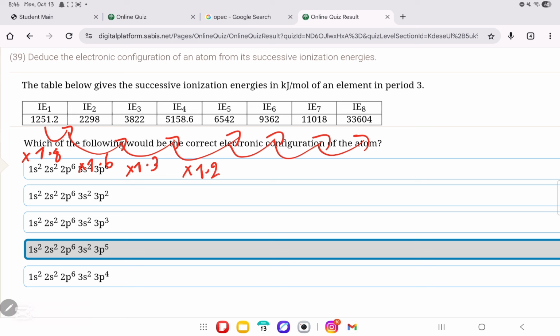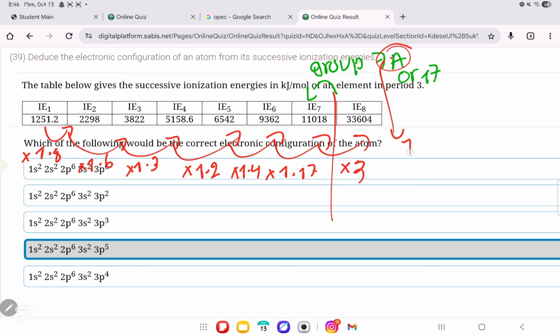Then 9362 divided by 6542, that's going to be 1.4. 11018 divided by 9362, that's going to be 1.17. And then 33604 divided by 11018, that's going to be 3. So the biggest jump occurs over here. That means it is in group 7A or group 17. That means it has how many valence electrons? It has 7 valence electrons, right?